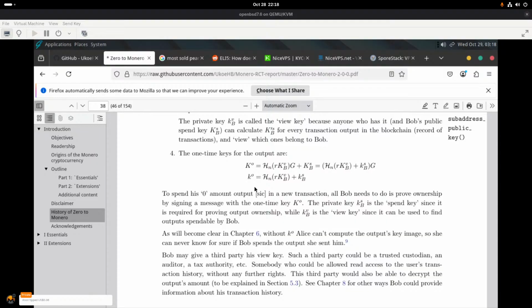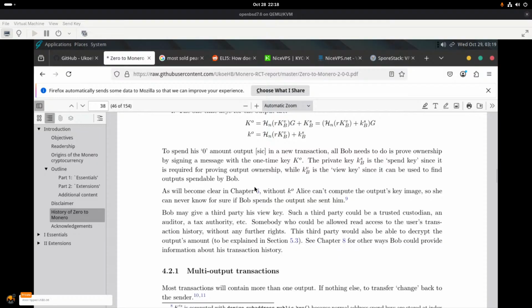Since it is ownership, while KB is the view key, since it can be used to find out outputs spendable by Bob. As will become clear in Chapter 6, without K0, Alice can't compute the output key images, so she can never know for sure Bob spends the output she sent him.